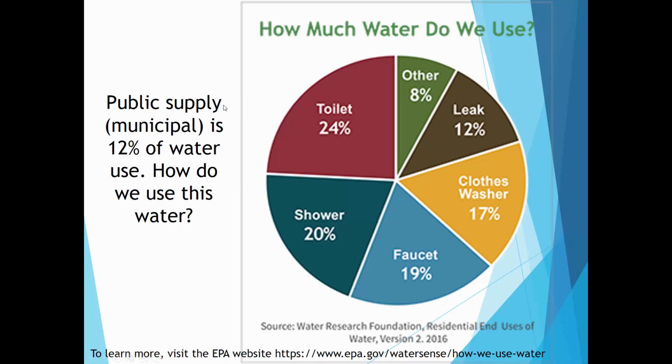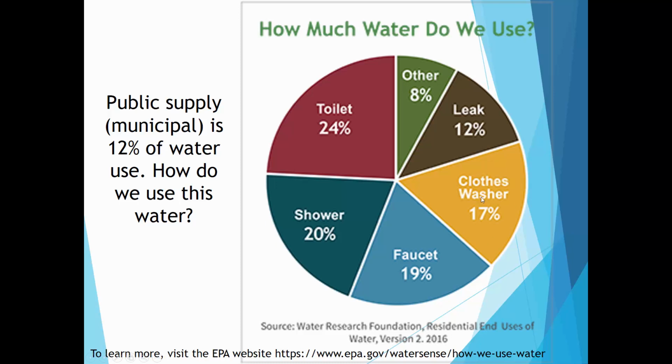Of the 12% of water we use for public supply, what do we do with it? So this is a nice pie chart showing how we consume the water that we withdraw and then gets pumped to our houses. About 1/4 of it just gets flushed down the toilet, literally. Another 20% is used for showering, and then another 19% comes out of your faucet, so brushing your teeth, washing dishes, all of those kind of things you do at the faucet.